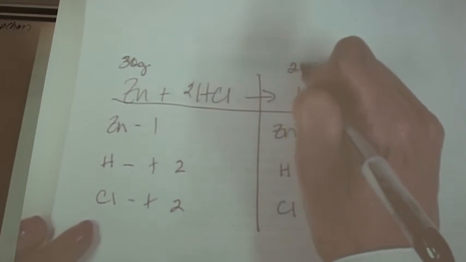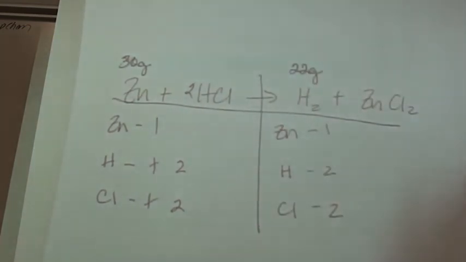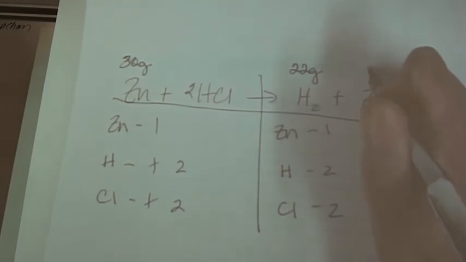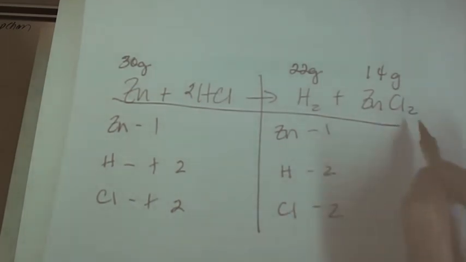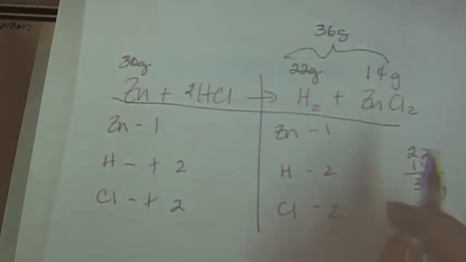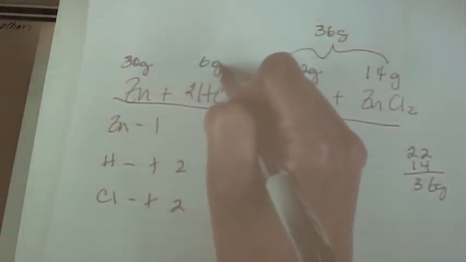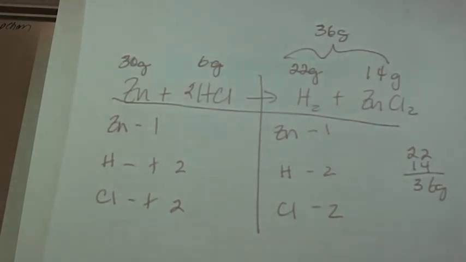If I started out with 30 grams of zinc, and I knew I ended up with 22 grams of hydrogen gas and 14 grams of zinc chloride, how many grams of hydrogen chloride reacted? Hydrochloric acid reacted. Well, wait, first of all, I have to do 22 plus 14 is 36 grams. So I know that total, I have 36 grams here. So this plus this has to equal 36. So this must be 6 grams. Everybody good there? All right.